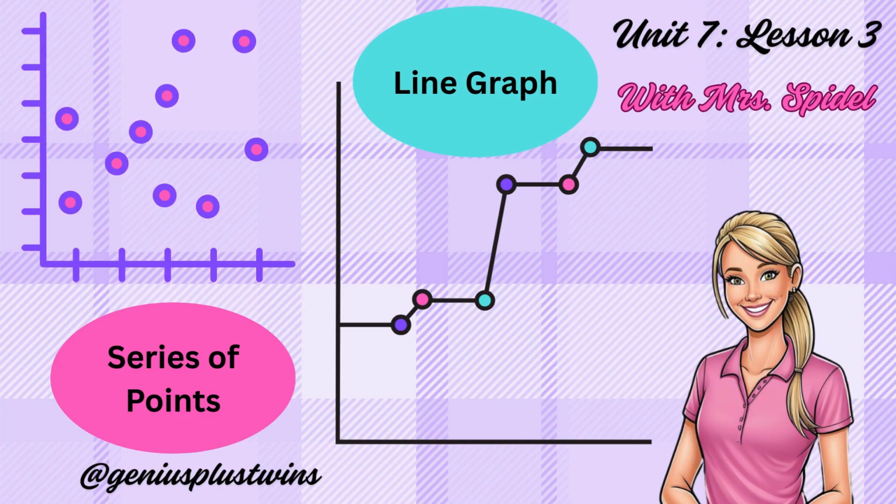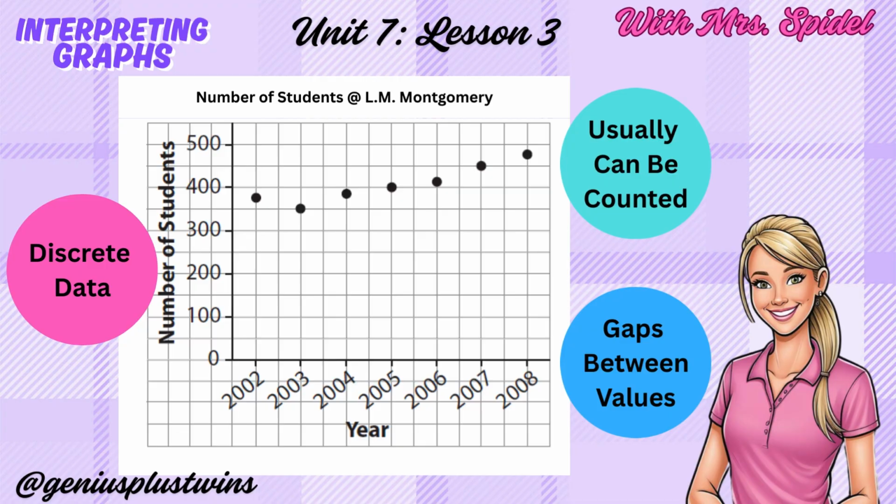The first one is scatter plots, or a series of points. A scatter plot shows individual data points plotted on a graph. These points are not connected by lines. Scatter plots are great for showing discrete data. Discrete data is information that can usually be counted and has clear gaps between values.